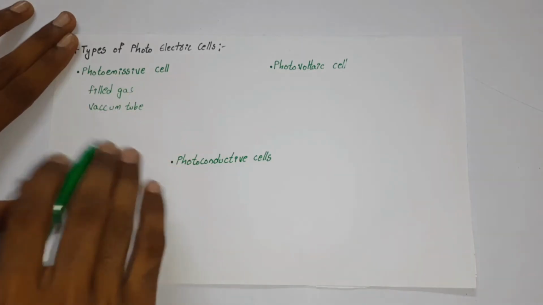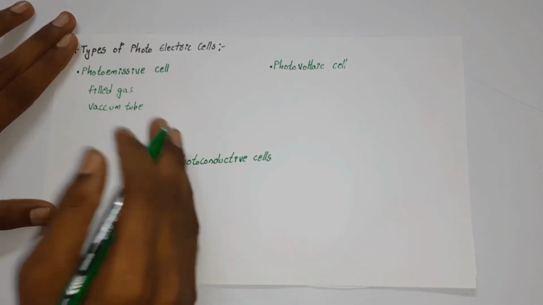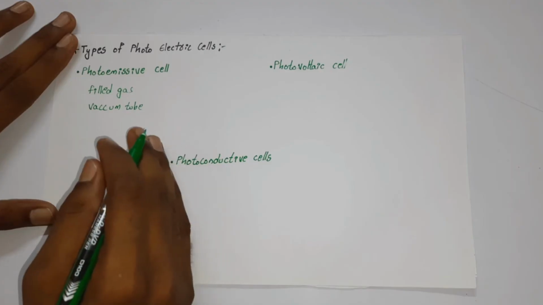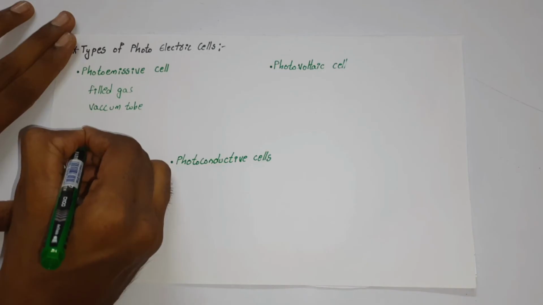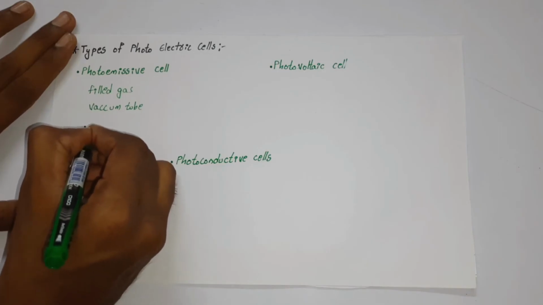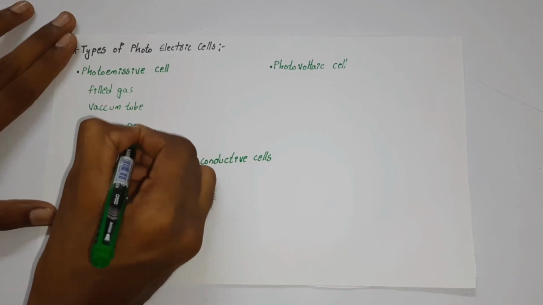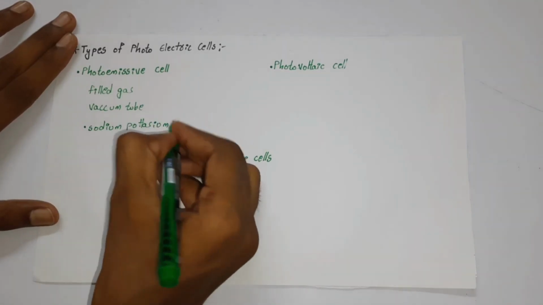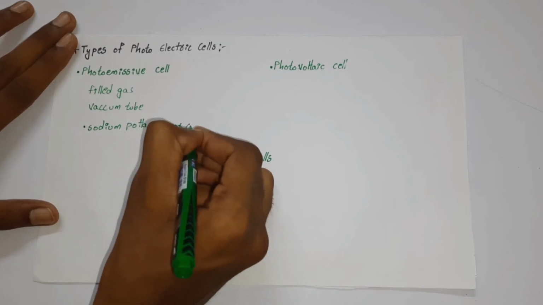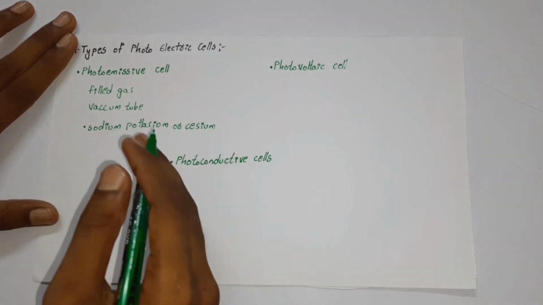So the purpose of this cell is, this type of cell consists of one cathode in the form of a semi-cylinder plate coated with some photosensitive material. This photosensitive material will exist as sodium, potassium, or it can also be cesium, or there will be some other materials like alkali metals.